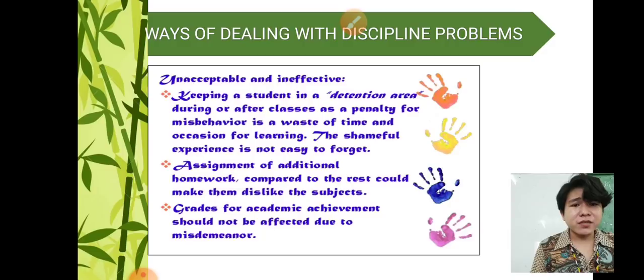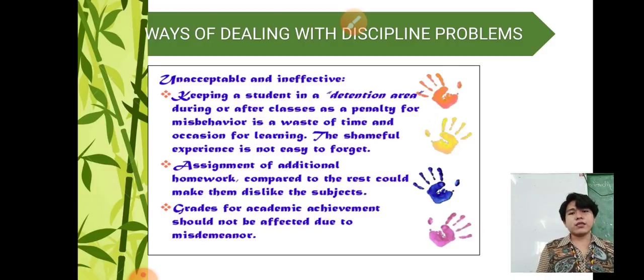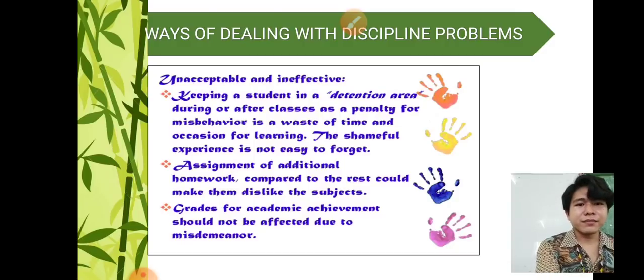Grades for academic achievement should not be affected due to misdemeanor. For example, a student who is naughty but is an achiever, never deduct from their grade because they are naughty. Maybe that belongs to the aspect of values, but when it comes to the numerical grade, good behavior is not in the criteria, so don't deduct from the student's grade.